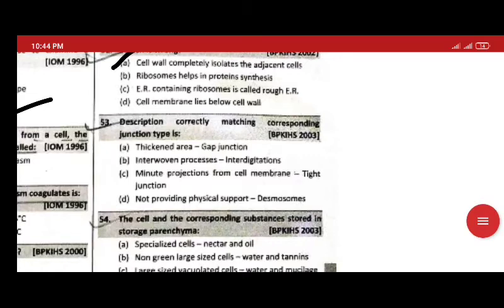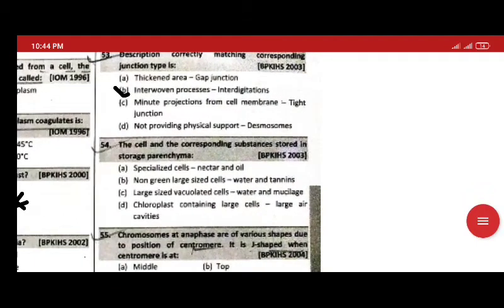53 number, description correctly matches the corresponding type. Now thickened area, gaps, no, interwoven process, interdigitation. So this B is right. Now 54, the cell and the corresponding substance stored in storage parenchyma. So parenchyma is for the primary cell wall. So this primary cell wall mainly occurs in nectar and oil.